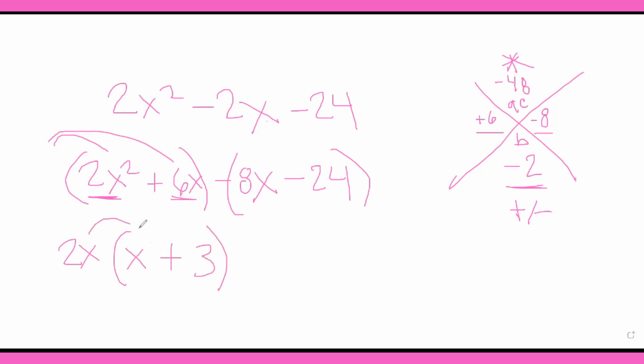And I can double check by distributing in my head and think, if I multiply 2x times x, that gets me 2x squared. If I multiply 2x by 3, that gets me 6x. So we're always kind of going forwards and backwards with factoring. Factor, FOIL, that's what I always think of.